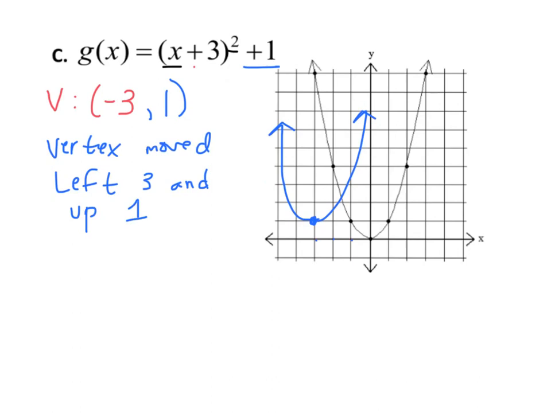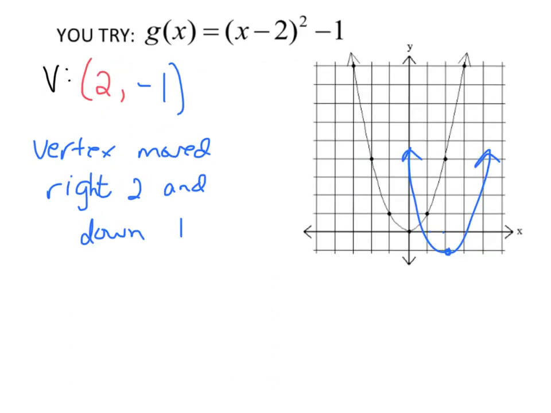All right, you try the one right next to it. For the last one, you should flip the signs, so it's +2, keep the sign, -1. So you move to the right 2, down 1, and draw your parabola. That's it.